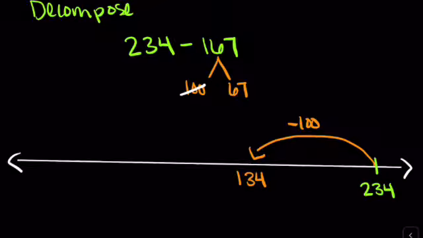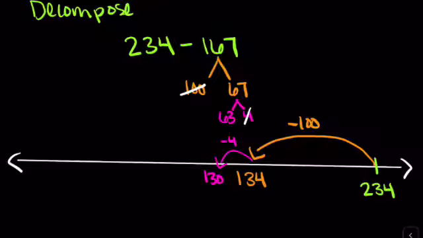I am going to break up this 67. I think I'm going to take away this 4 here, so I can get to a 0 there. So I'm going to make this 67 into 4, and then the rest would be 63. Now I can take away 4, just a small amount here, so I can get to 130. So I took away 4, and now I need to take away 63.